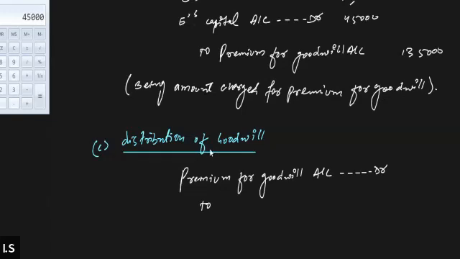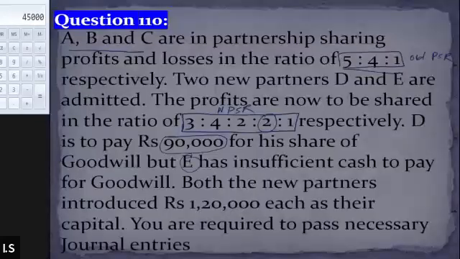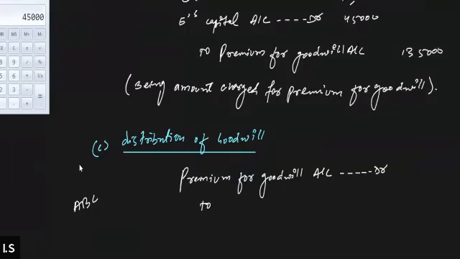So who are the sacrificing partners? A, B, C are sacrificing partners, and their old ratio was how much? Their old ratio was already given in the question, that is 5:4:1, right? So we will simply presume that this is going to be their sacrificing ratio as well. Otherwise, you can also calculate it. You will get the same answer. 5:4:1 will be their sacrificing ratio. So let's just calculate, divide 45,000 among A, B, and C.